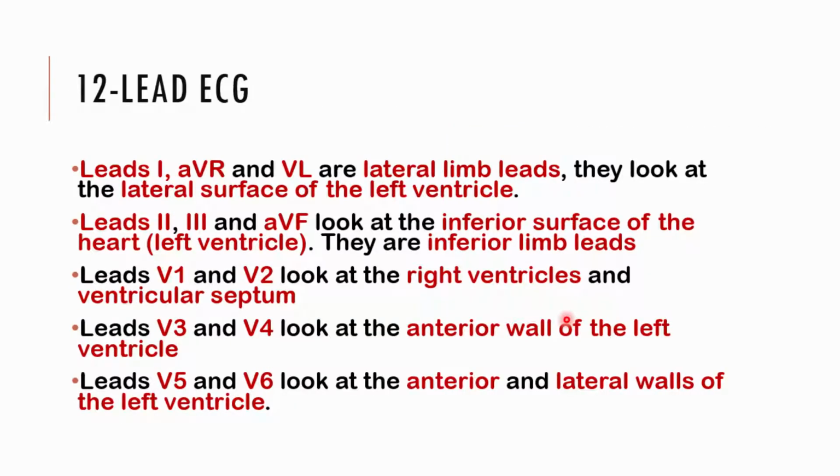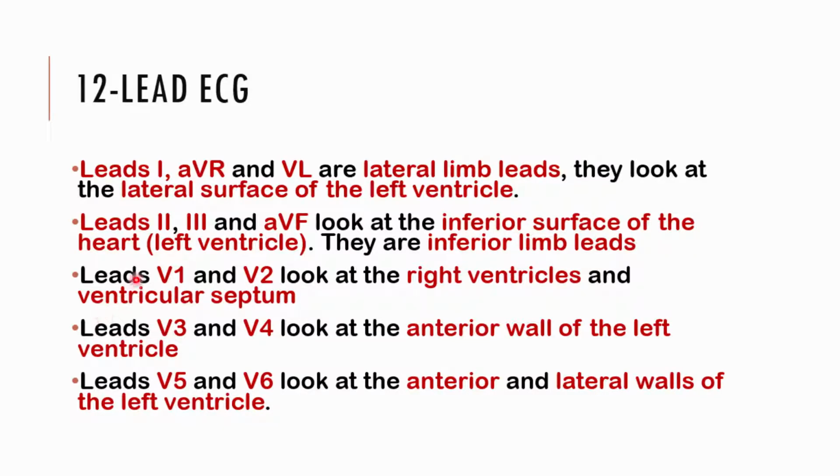Now remember from our previous lecture, we said that the ECG has these 12 leads, which are pretty much views through which you look at the heart. So you have lead 1, lead AVR, lead AVL, which are known as lateral limb leads. These are going to be looking at the lateral surface of the left ventricle. Then you have lead 2, lead 3, and lead AVF, which are pretty much looking at the inferior surface of the heart, of the left ventricle. They are known as inferior limb leads.